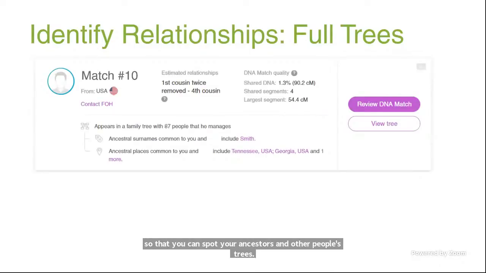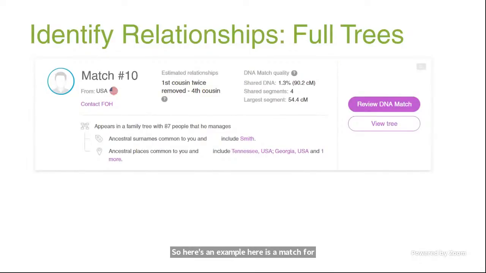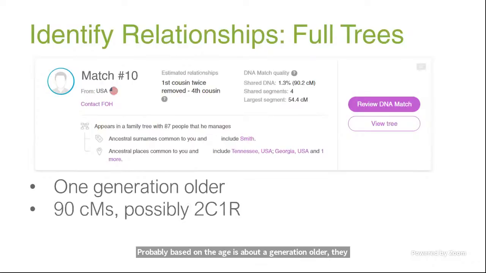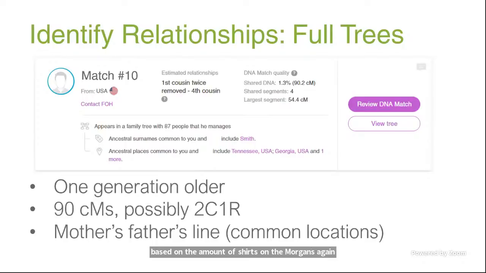So here's an example. Here is a match from MyHeritage. This match, probably based on the age, is about a generation older. Based on the amount of shared centimorgans, again, we're doing some evaluation here, we possibly think it's a second cousin once removed. We think based on the locations that it's along this particular line. If you had done some clusters, you could kind of figure that out as well. But the locations, for me personally and my family, usually tell me which of my 4 lines they are, just because they're very distinct.